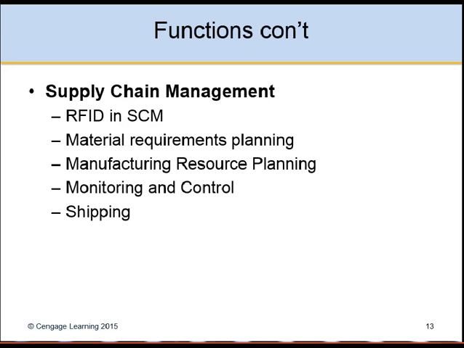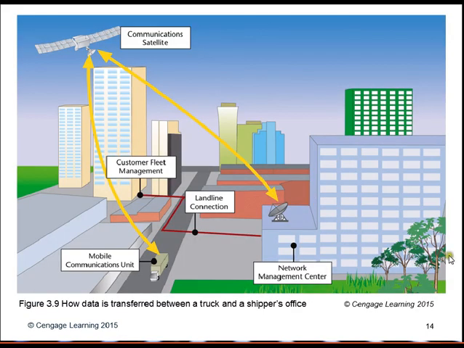You need to optimize shipping time, cost of labor, equipment use, maintenance. Vehicles equipped with computers, global positioning systems, and satellite communications have all increased efficiency. And here we see how data is transferred between a shipper's office and trucks that are en route to deliver goods.